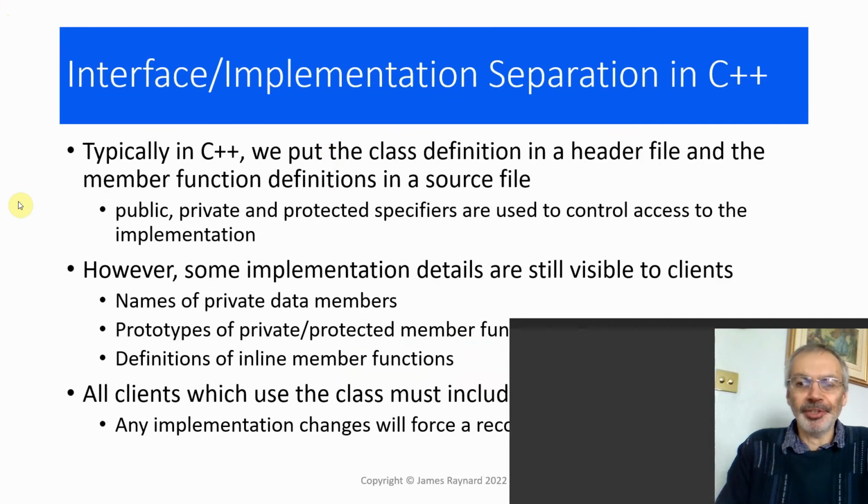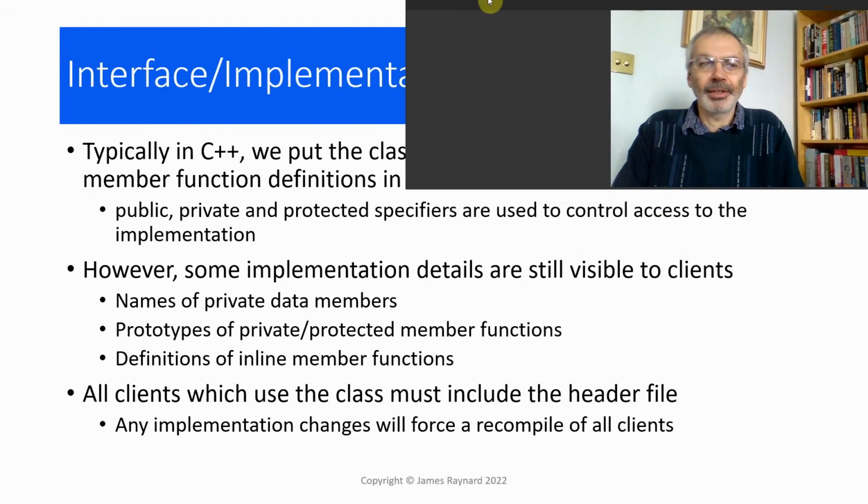In C++, we do this by putting the class definition in a header and the implementation of the member functions in a source file. We use the access specifiers, public, private or protected, to control access to the implementation, but this is not 100% proof. There are still some implementation details which are visible to clients. The client code can see the names of private data members. It can see prototypes of member functions which are private or protected. And if we have any member functions which are inline, template member functions for example, it can see those definitions as well.